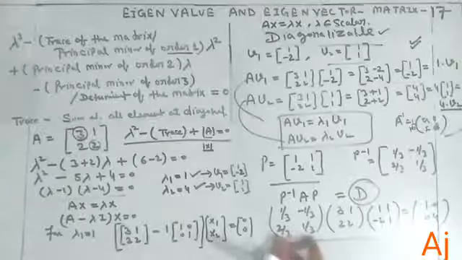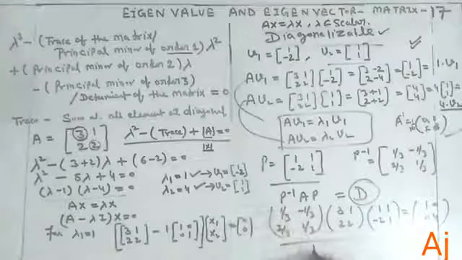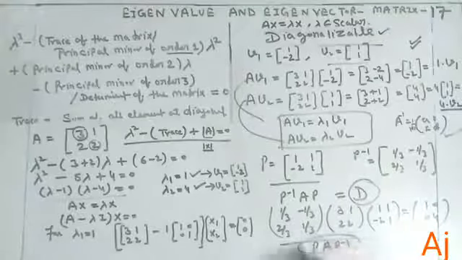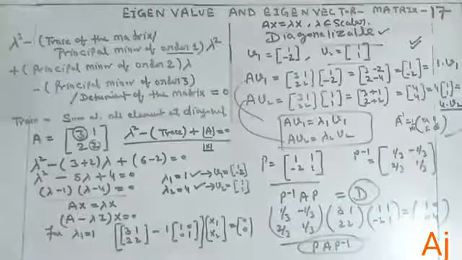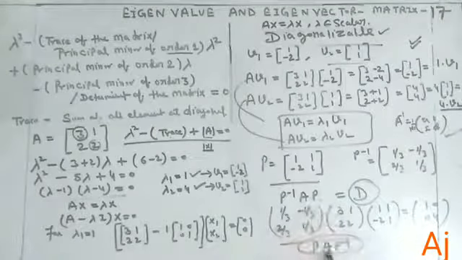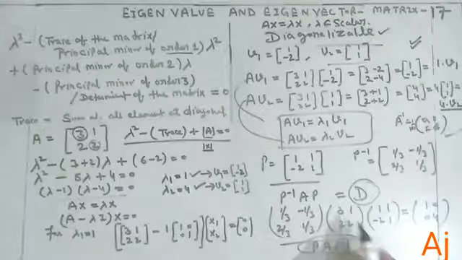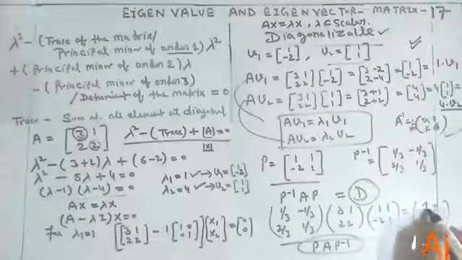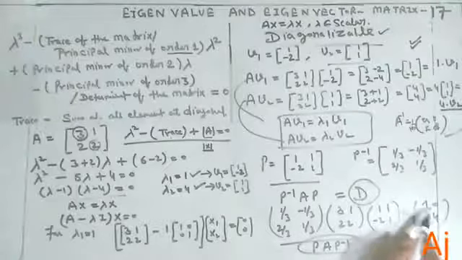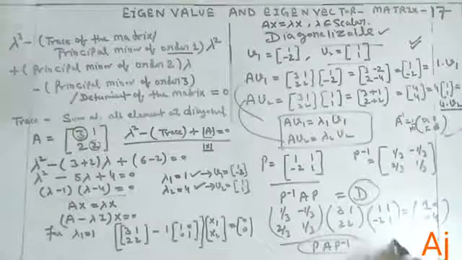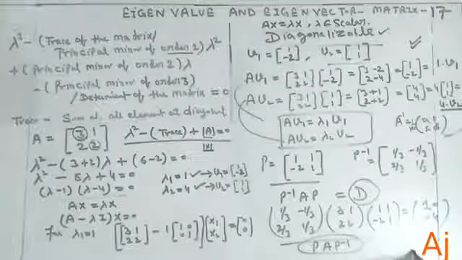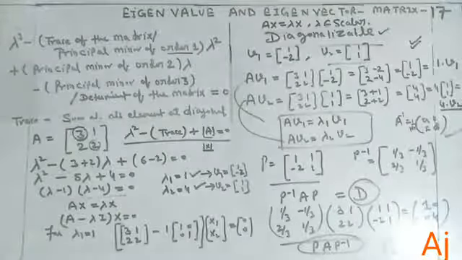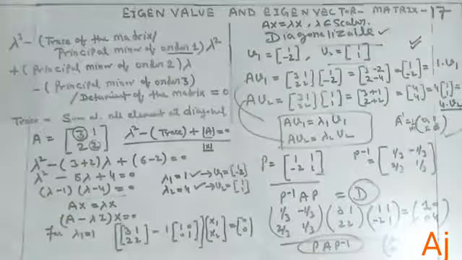You can write P inverse A P, or P A P inverse, it totally depends on you. Then D will come: P inverse A P gives you D. So multiply all and you will get it. You can see that on the diagonal you are getting the eigenvalues, lambda 1, 0, 0, lambda 2. So this is the diagonalization of the matrix.